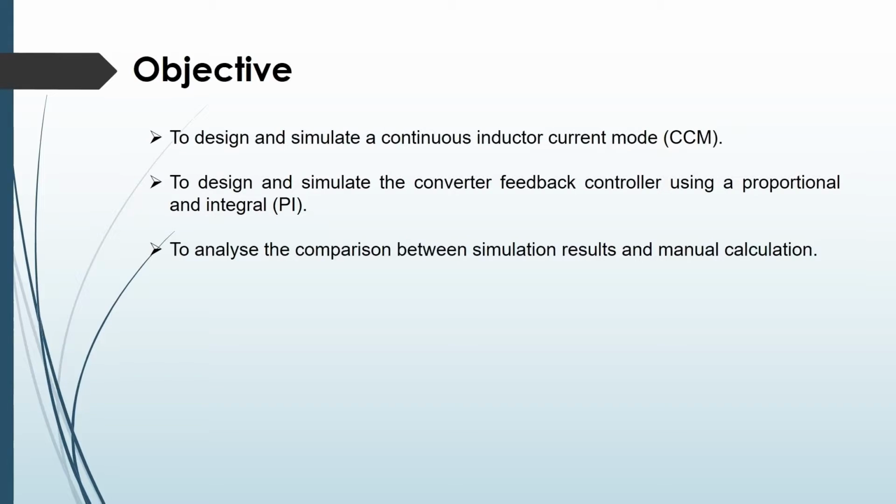The objective of this assignment is to design and simulate a continuous inductor current mode CCM. Second, to design and simulate the converter feedback controller using a proportional and integral PI controller. And the last one is to analyze the comparison between simulation results and manual calculation.